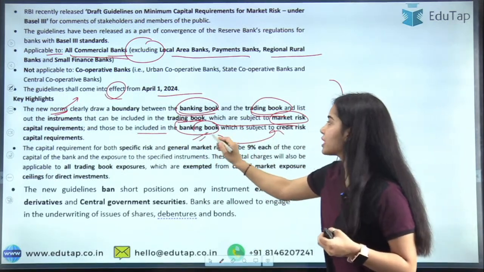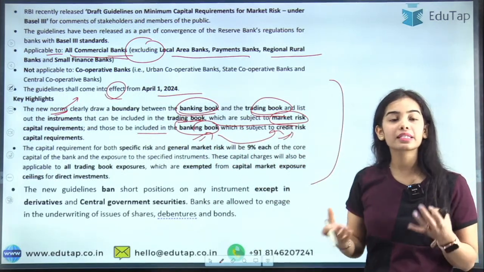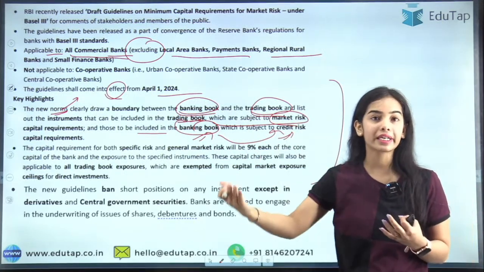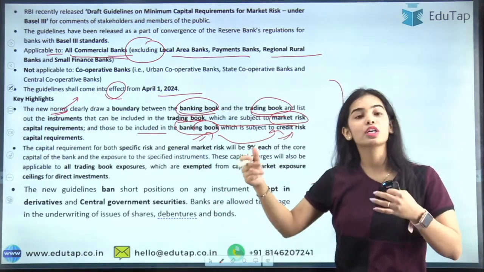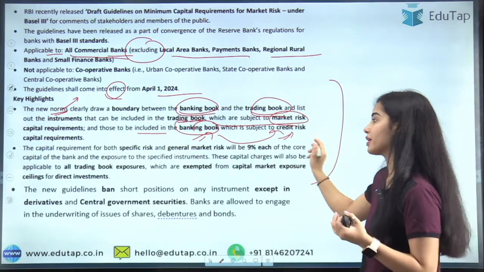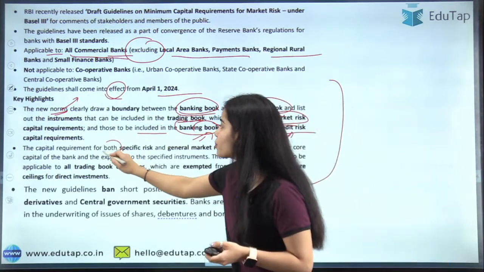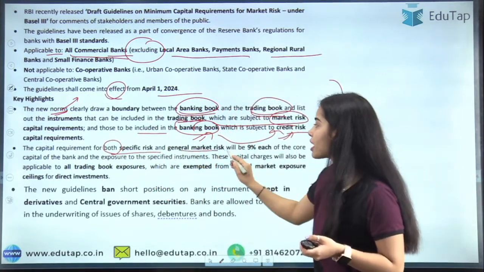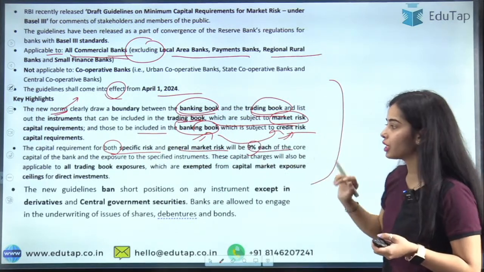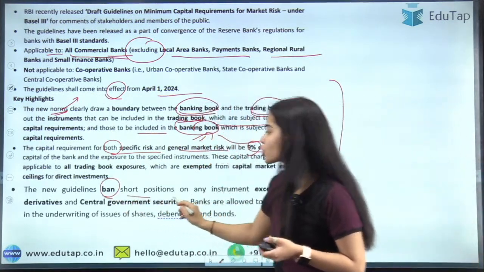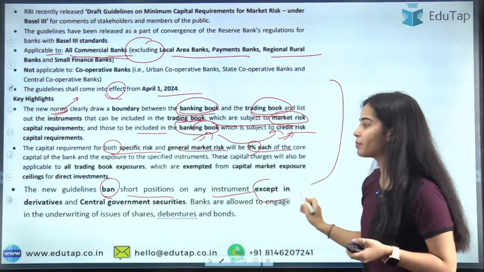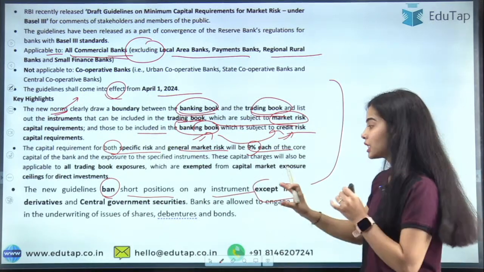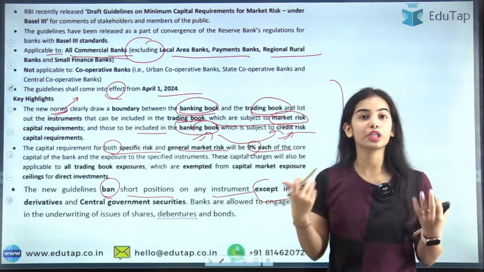Now the banking book has the credit risk. So the bank is giving the credit, so there is some risk involved. That is why the banking book has the credit risk. The capital requirement for both specific risk and the general market risk will be 9% each. The new guidelines ban the short position on any instrument except in derivatives and central government securities. So these are some data points that you need to remember.